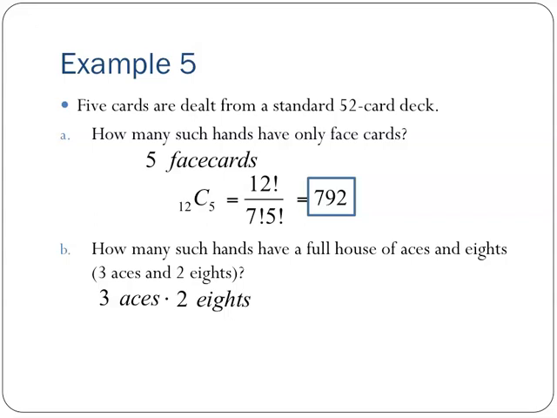Now we have to figure out how many ways there are of choosing 3 aces. Well, there are only 4 aces in a 52 card deck, so out of those 4, we choose 3. And for eights, we also only have 4 eights in a deck of cards. So we have 4 choose 3 ways to have 3 aces, and then 4 choose 2 ways of coming up with 2 eights. Then we multiply those, so that would end up being 4 times 6, which is equal to 24. So there are 24 hands that have a full house of aces and eights.